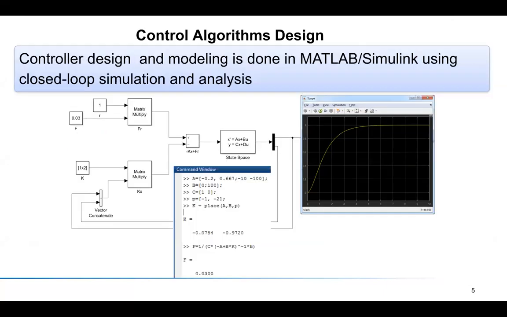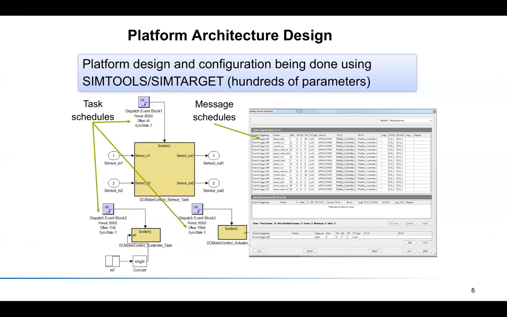And I will show you a screenshot. So here, this is a screenshot from MATLAB Simulink. And once you simulate the behavior of the controller, you are going to see how the system evolves in the state space. And this yellow line gives you an idea of how this system behaves. Similarly, we could also have a screenshot of the design tools on the right-hand side, the tools that are used for designing the embedded platform. And here, this is a screenshot from a tool called SimTools or SimTarget.